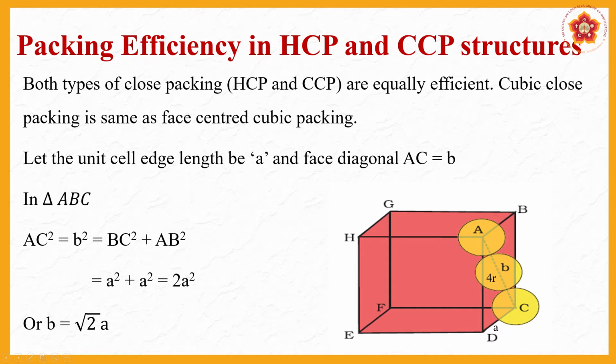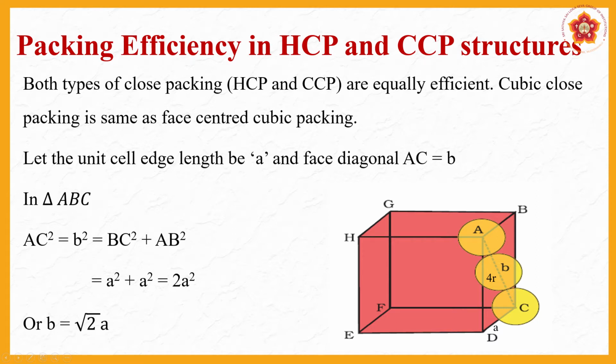Let the unit cell edge length be A, and the face diagonal AC equal to B. You can see in the structure all the letters indicated in the unit cell: G, H, E, D, F, B, A and C. Just concentrate on the yellow colored circles, which are particles, molecules or ions. AC is the diagonal, that is B, and in triangle ABC, just apply the Pythagoras formula.